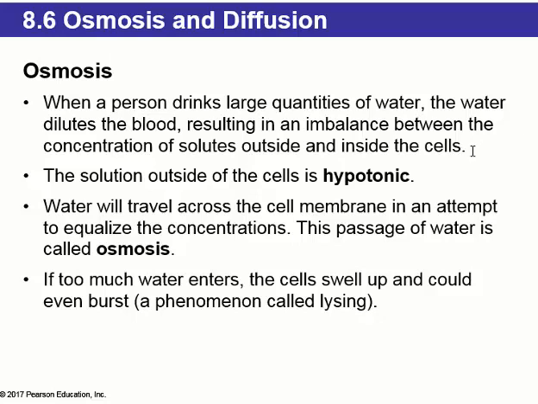So, for example, if someone drank a large quantity of water and ended up diluting the blood, the concentrations of solutes outside the cells in the blood would be hypotonic, or lower than what was inside the cell. Water will then travel through the cell membrane into the cell in an attempt to equalize the concentration, to make the concentration inside the cell lower, so it will be the same as the concentration of solutes outside the cell. So if too much water enters the cell, then the cell could end up bursting, and when the cells swell up, that is a process known as hemolysis.